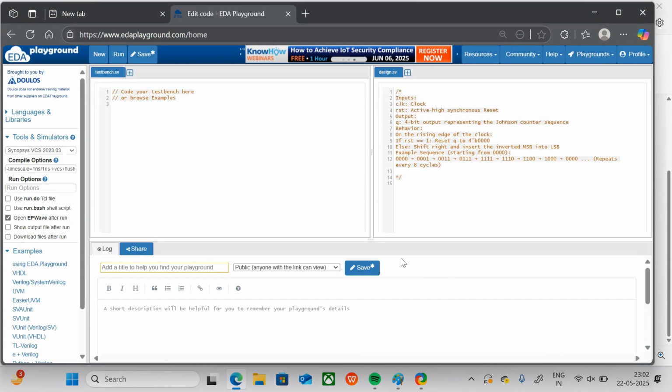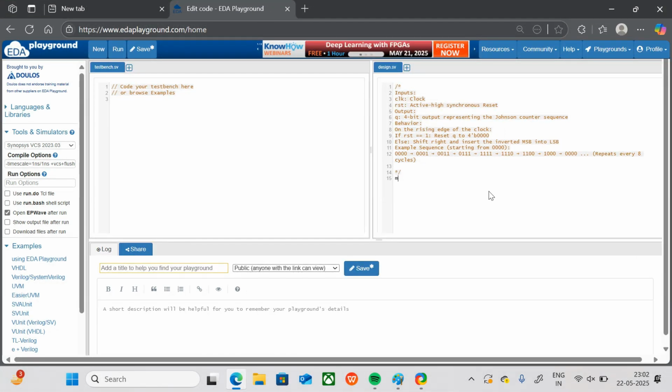So let me take you to the screen. Here I have mentioned the question which we have to achieve. Here you can see we have one clock. First of all, let's declare the module. The name of the module is Johnson counter. Let's declare all the signals: clock, reset and count signal.